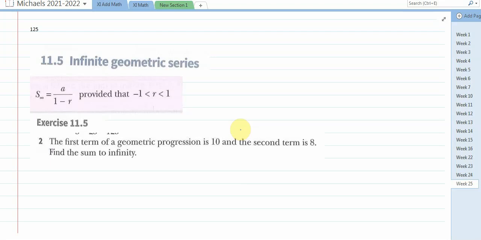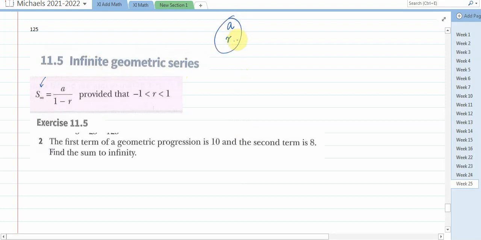Alright class, in this session we are going to continue the topic series and we are going to start the infinite geometric series. The working formula we are going to apply here is S infinity equals A divided by 1 minus R. You know very well what A is and how to find R; we had discussed this in previous exercises with respect to these two variables, right?